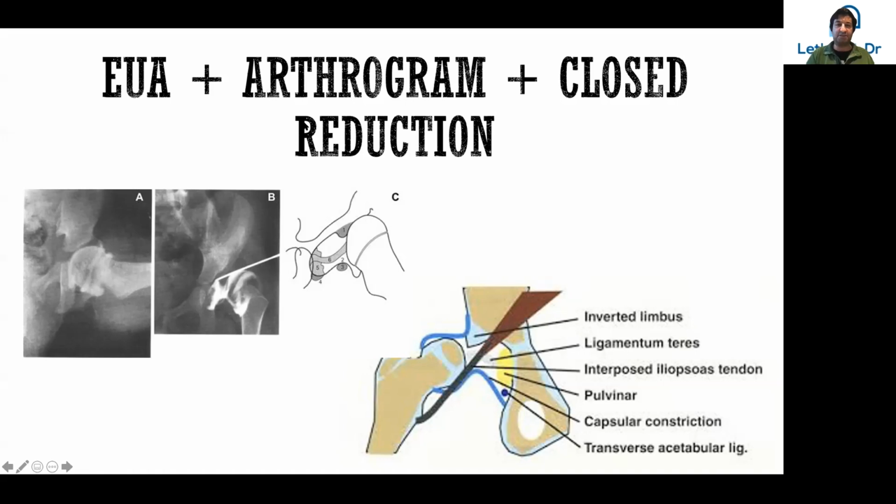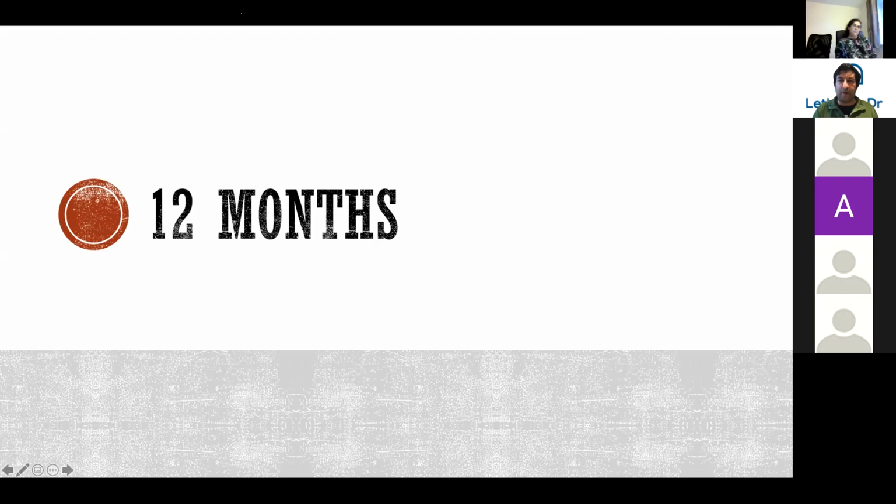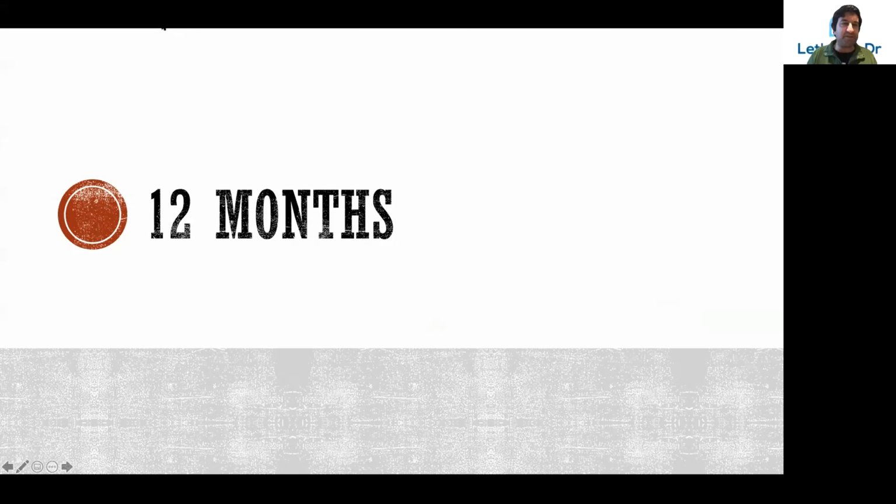Guys, so you just need to know those blocks for reduction in the exam. Okay, good. So let's say you've done the EUA, you've done the arthrogram, and you've basically done a closed reduction and adductor tenotomy. What are you going to do next?